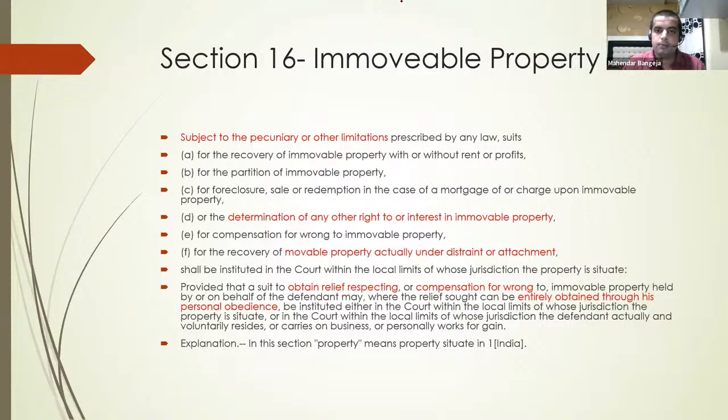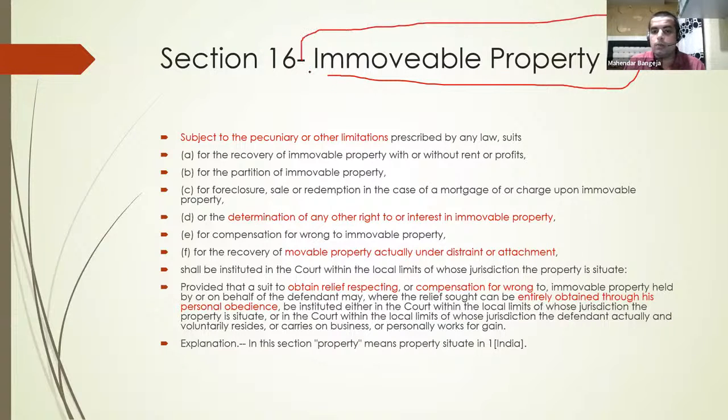Okay. I'll proceed. Yes, please. Now, section 16. Section 16 talks about immovable property. Section 16 says that in the cases of immovable property, you can file the suit where the immovable property is actually situated. So these are the few cases wherein you can file the suit where the immovable property is situated.